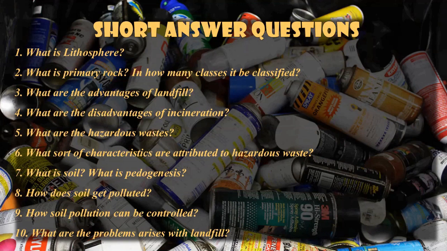Now, what is soil? What is pedogenesis? This definition has been given in lecture number 19. How does the soil get polluted? Yes, by our human activities as well as natural activities. How can soil pollution be controlled? This is totally the disposal methods and the management that we have discussed in lectures number 19 and 20. And what problem arises with landfill? The major problem is groundwater contamination, right? So these were the different aspects of land and its pollution, and as the short answer questions have come up, you have already understood that the land module is finished.